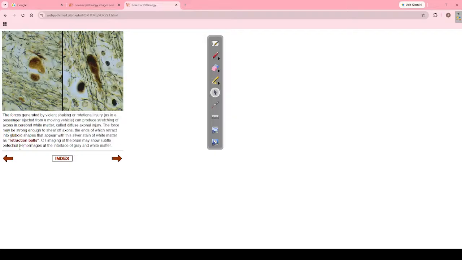CT imaging will show subtle petechial hemorrhages at the interface of grey and white matter, and in cases of survival, retraction balls will be seen if silver staining of the white matter is done.